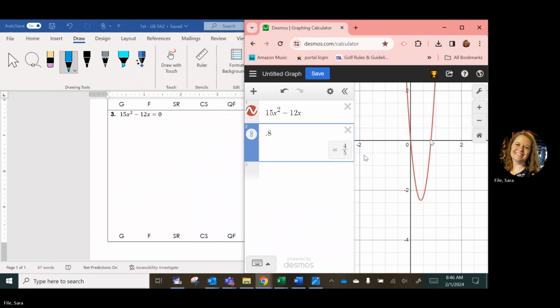4/5. Now, let me just explain. You should have been able to do that in your head. What place value is this 8 in? Is this the tenths, hundredths, thousandths? What place value is that? That's the tenths. So this is 8/10. 8 over 10. What is 8 over 10 reduced to? 4 over 5. Okay, so this is 0 and 4/5 should be your answers.